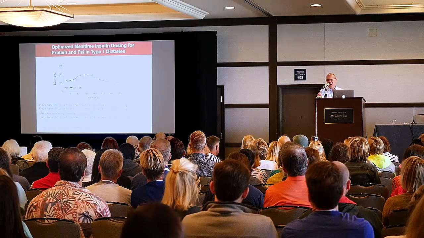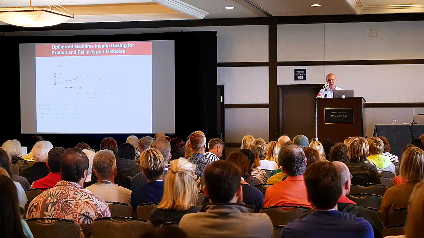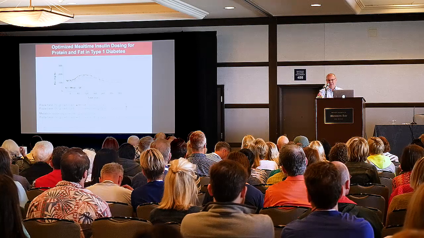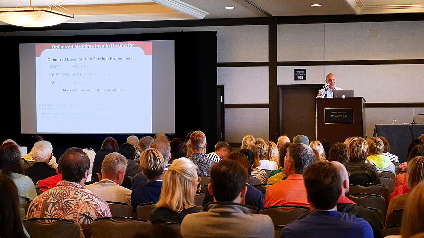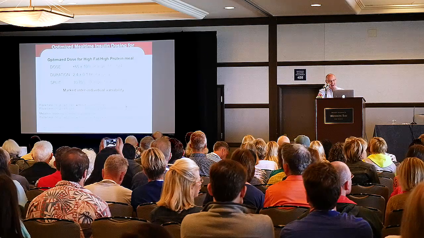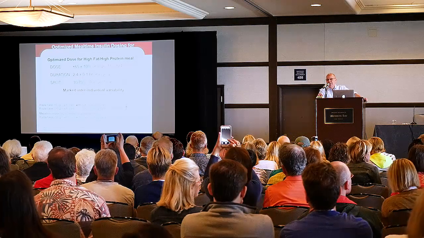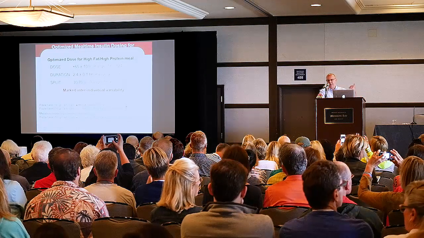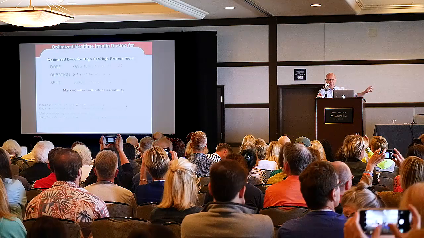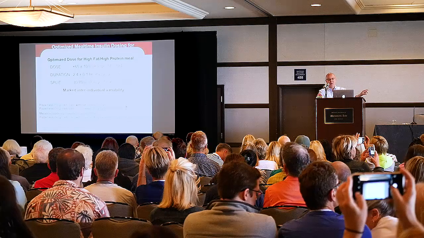The question is, how much additional insulin did we need to get the purple down to the green, to actually get people's glucoses into range? And this is the data. On average, the insulin dose needed to be increased 65% over and above the dose that was calculated based on the carb content and people's insulin-to-carb ratio.